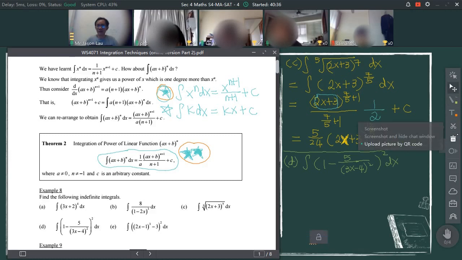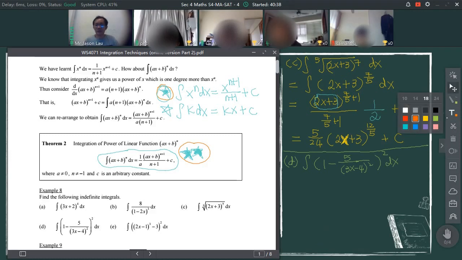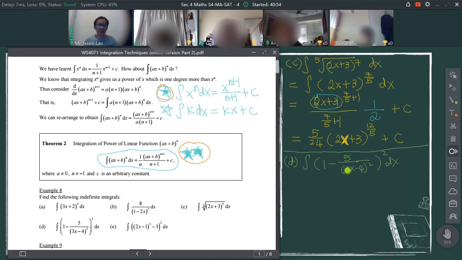Okay, for D, you cannot say, oh, I'm going to integrate the power, so it's 2 plus 1 over 2 plus 1. You cannot do that. Why? Because inside the power 2, the term is not linear. You know linear? Linear is only mx plus c. So it's not linear. Therefore, we cannot use theorem 2.